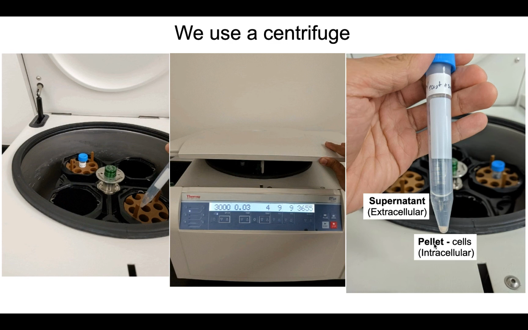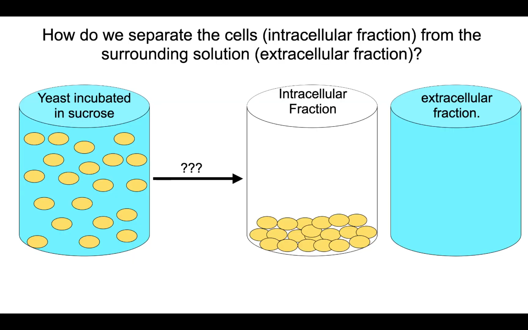That's called the pellet. So no matter what you centrifuge, when you pull it out, that bottom solid portion is called the pellet. That's going to represent our cells. That's going to represent the intracellular fraction. The top part, that's called the supernatant. That's going to represent our extracellular solution. It's going to represent what the yeast cells were incubated in.